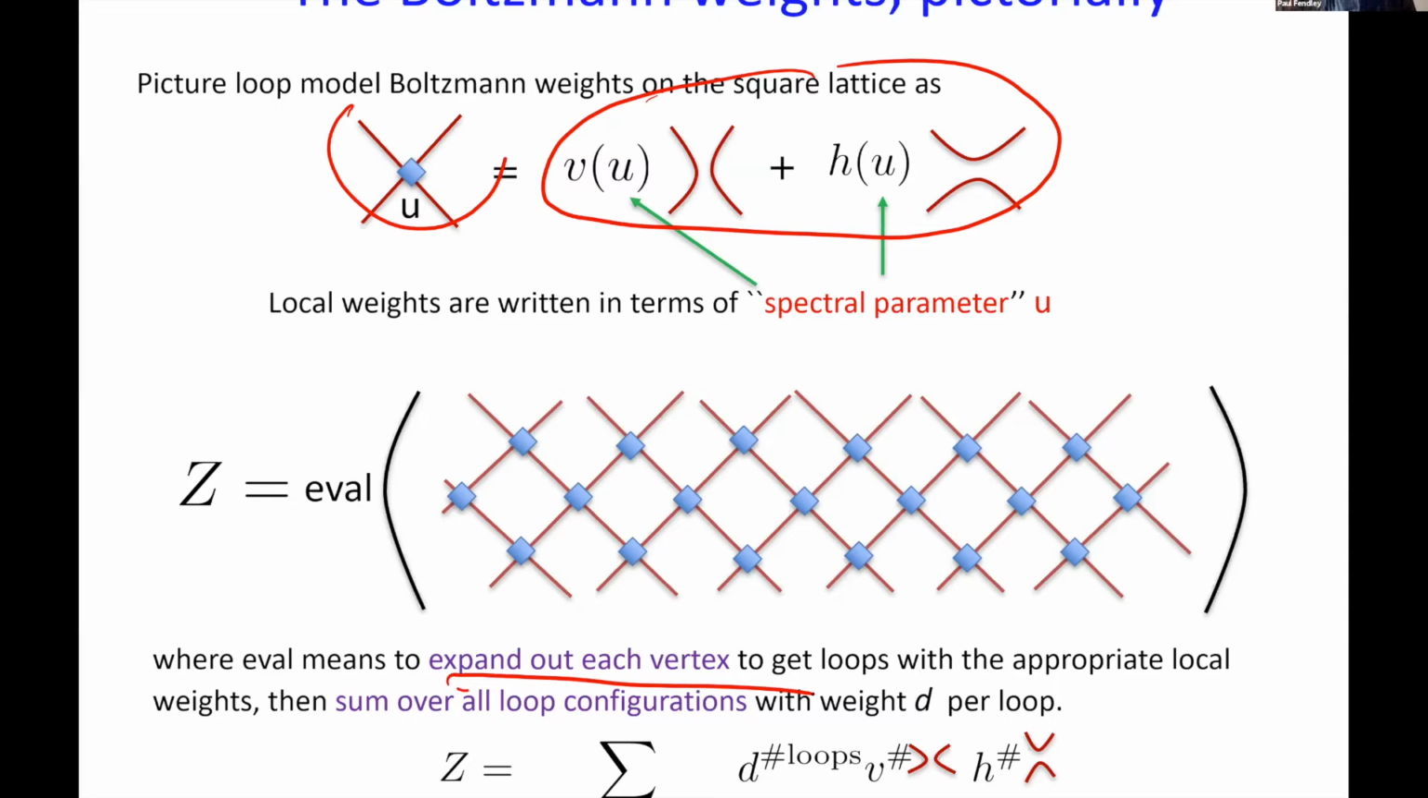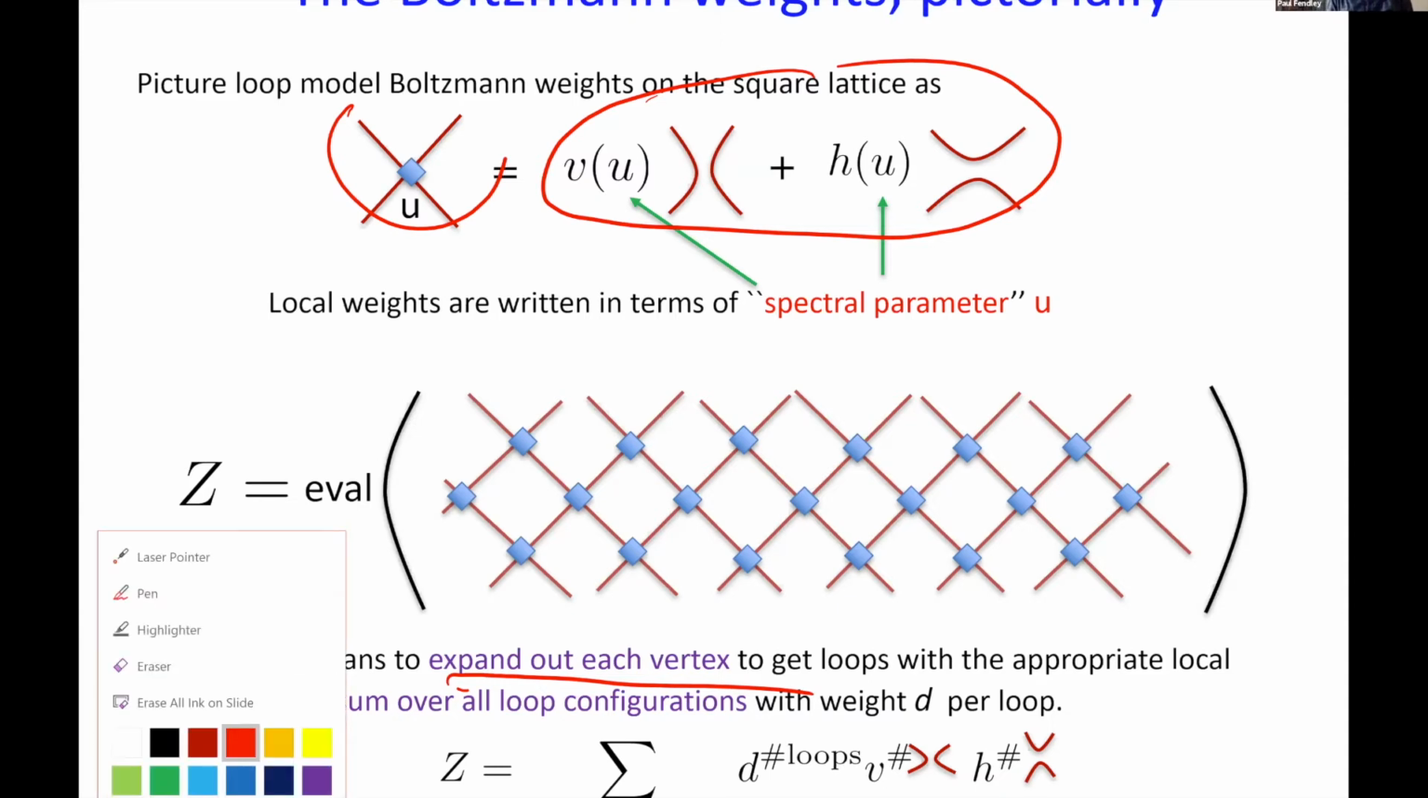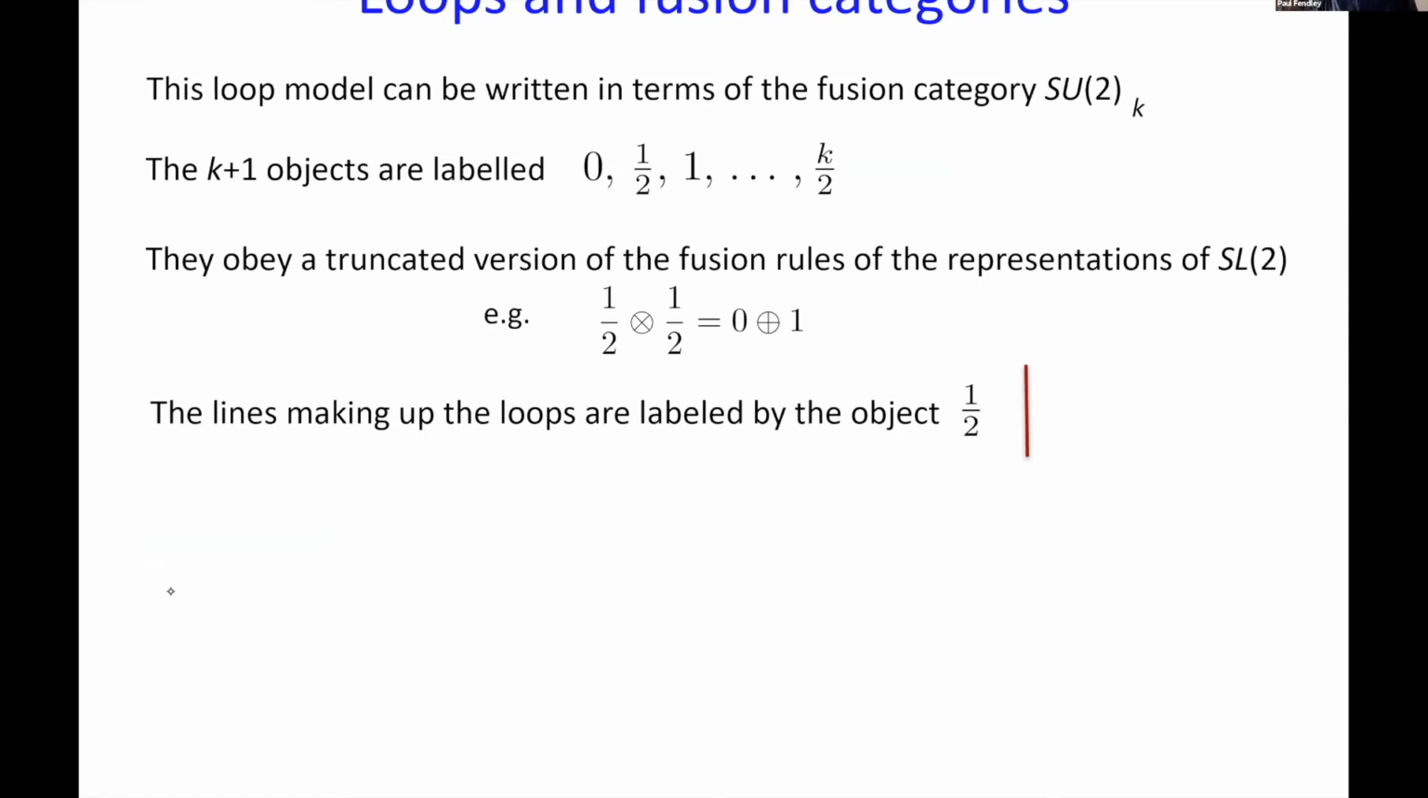So I could just stop there, and most people that analyze loop models do it just by writing them out in terms of loops, but I'm going to be perverse. I'm going to write them out in terms of something much more complicated. So you take the fusion category, which goes by the name of SU(2) level k, and if you don't know what that is, I'll just tell you the few things you need to know for this talk. There's k+1 objects, which I label in the physicist manner, which is like spins of SU(2). And so 0, 1/2, 1 up to k/2. So those are the labels of these objects.